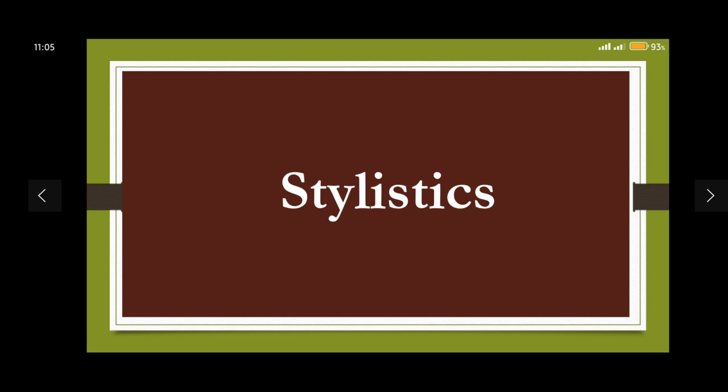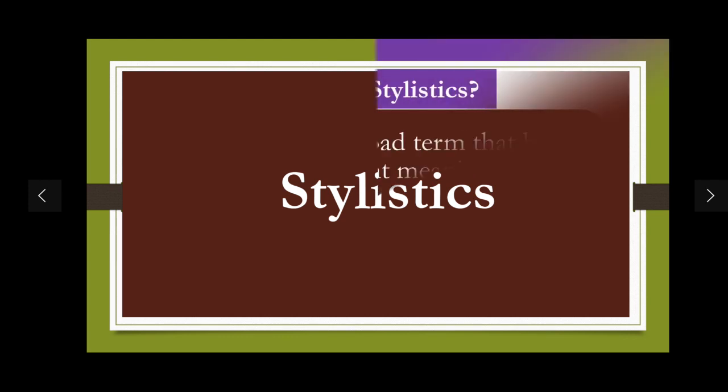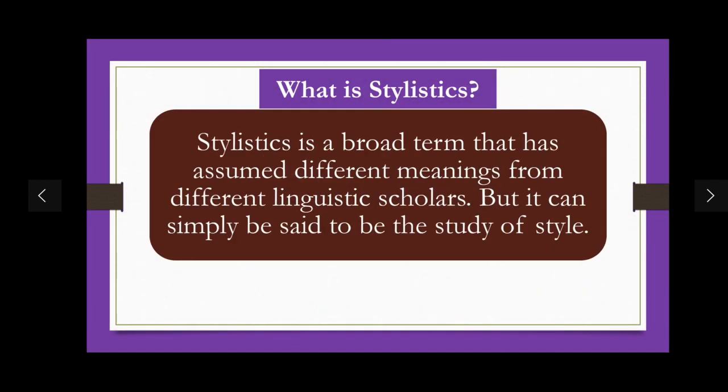What is stylistics? Stylistics is a broad term that has assumed different meanings from different linguistic scholars, but it can simply be said to be the study of style. So we can define stylistics as the study of style. When you want to study the style of a particular author or a particular work, what are you doing? You're doing stylistics.